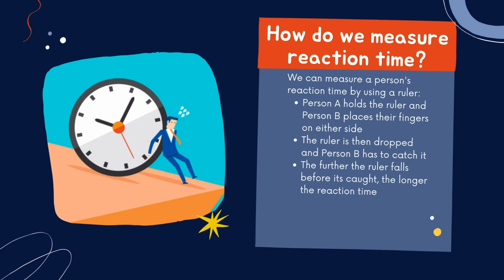We can measure a person's reaction time by using a ruler. Person A holds a ruler vertically, such that the bottom end of the ruler hovers over the top of the hand of person B. Person A should release the ruler unexpectedly, and as soon as person B sees the ruler move, they should close their hand, catching it. The ruler is marked at the point where it was caught by person B, and this gives a measurement of the distance the ruler fell. The greater the distance, the longer the reaction time.